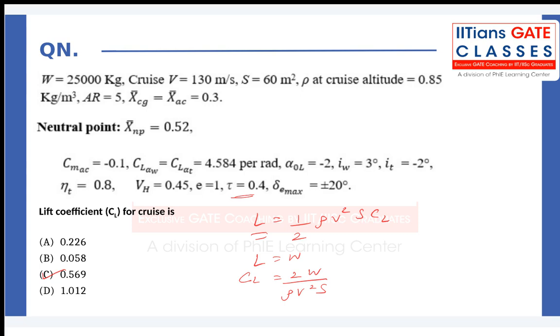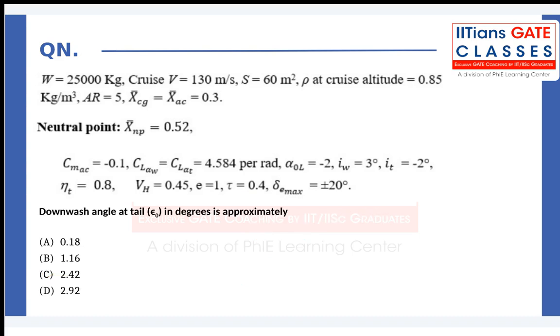All right. So 0.569. The mistake that he had made was to not convert kgs to newtons. Please be wary of this. You need to convert it into newtons, multiply it by 9.81, and then you'll get the right answer. Next question.